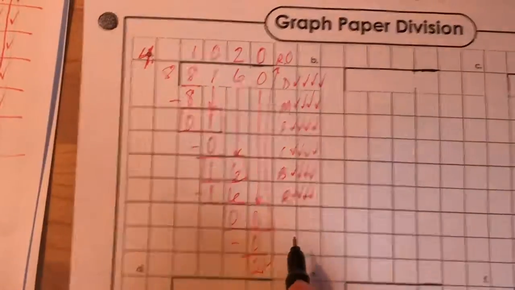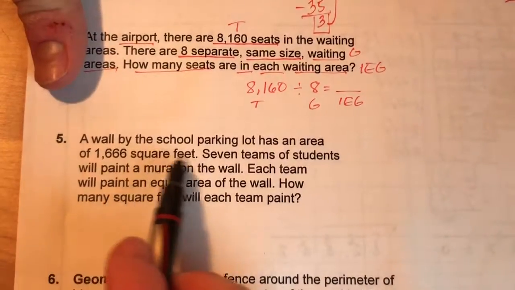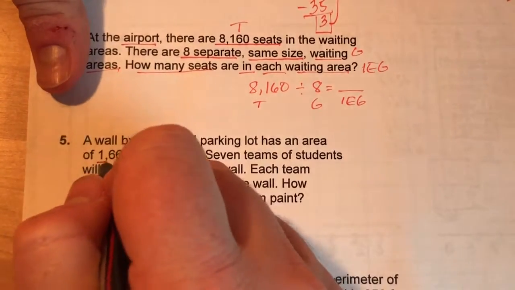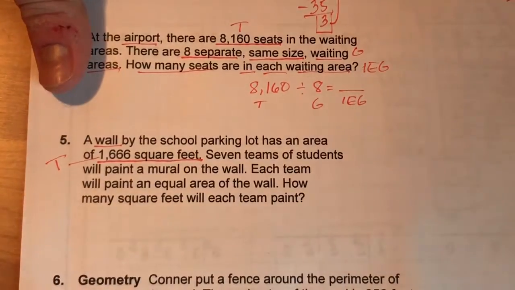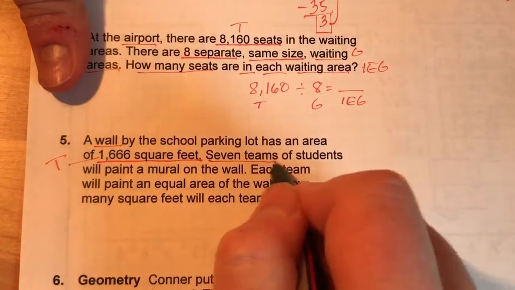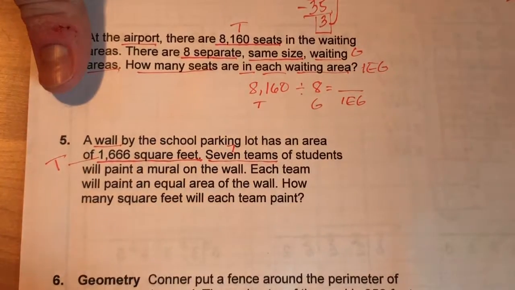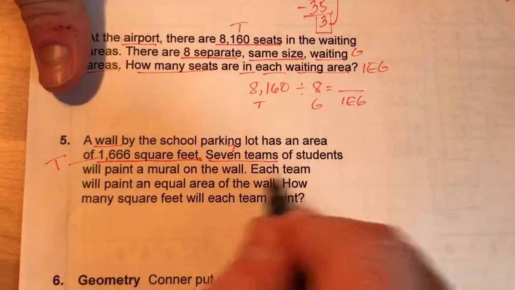Okay. All right, so looking at the next word problem here, we have a wall by the school parking lot, has an area of this much. Okay, so the wall is this much. That's the total square feet. 7 teams, let's change that to standard form, will paint a mural.